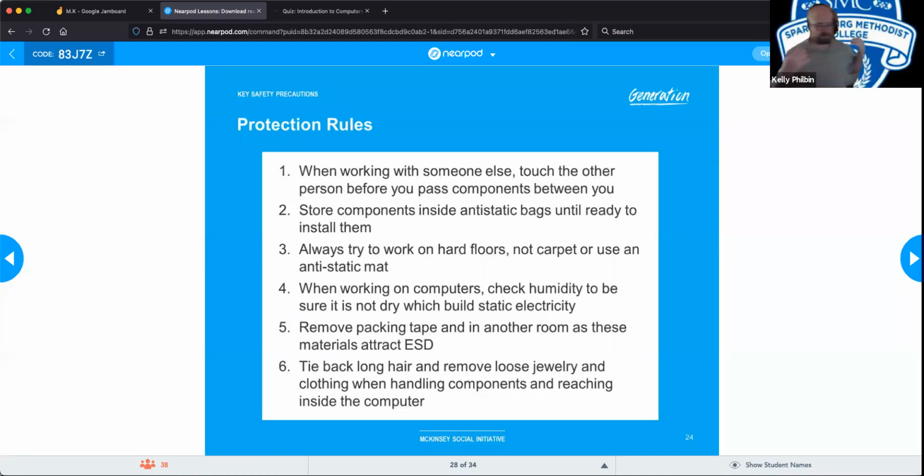So that is a big reason why those things are hard to ever get rid of. Whenever you are going to be working on a component, you remove all packing material, take it and put it in another room, get it away from you. You don't even want it in the same hemisphere as you when you're going to be working inside of a computer.